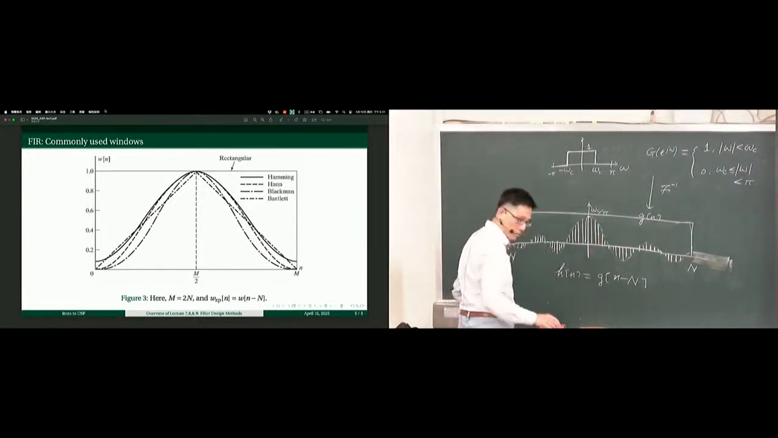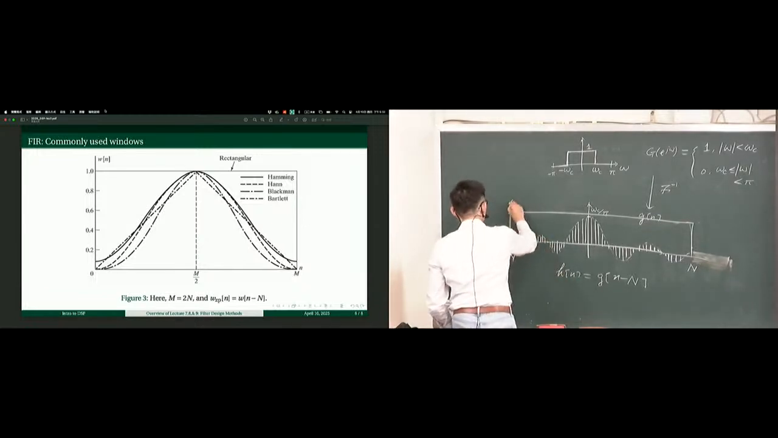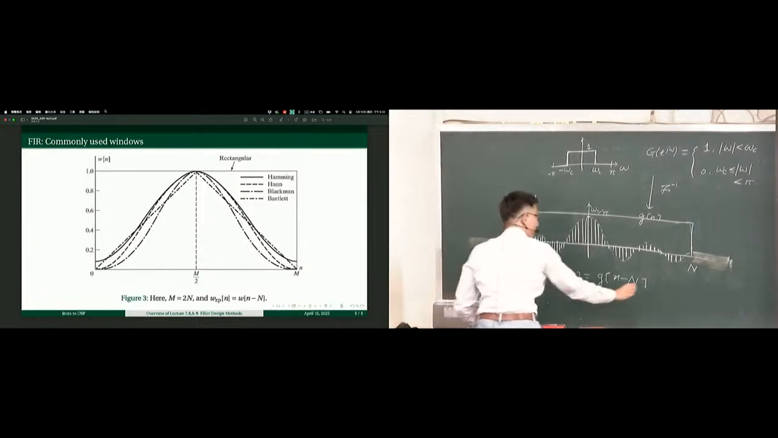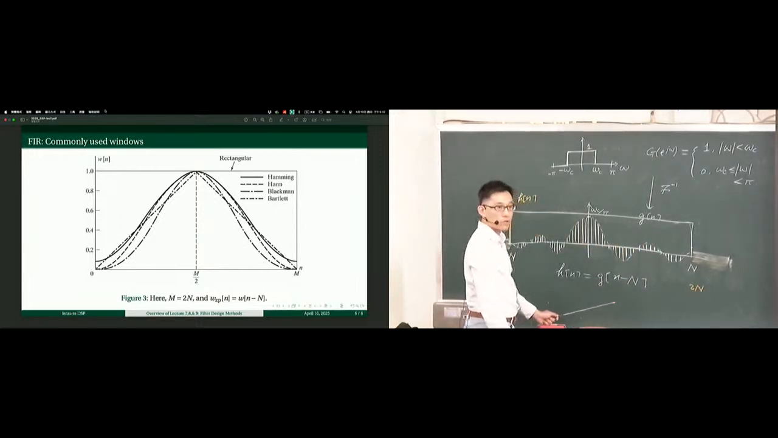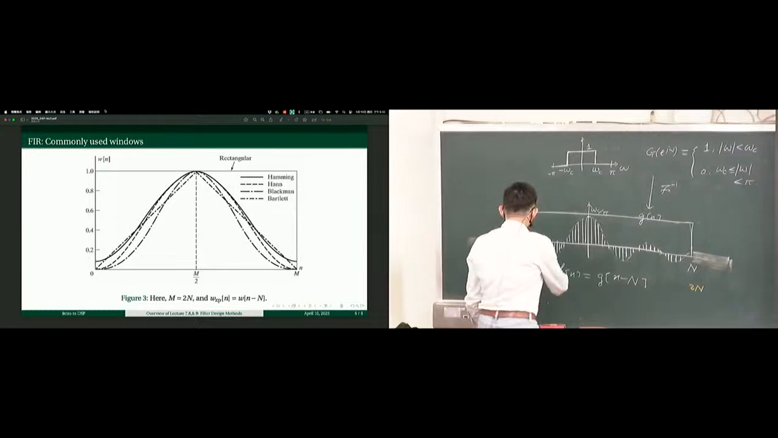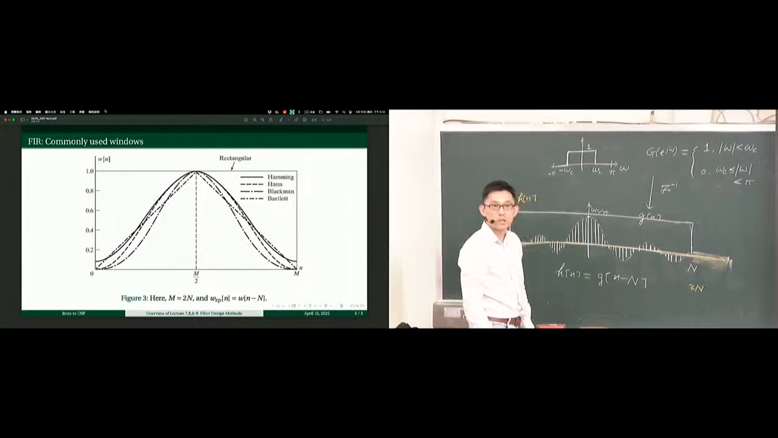If this is g of n, then the time 0 should be right here. For h of n, the time index runs from 0 to n. By simply applying a shift, now h of n officially becomes a causal filter. I claim this is already not a bad idea. Not bad at all to just truncate and then shift. It's not a bad idea, but we can do better.